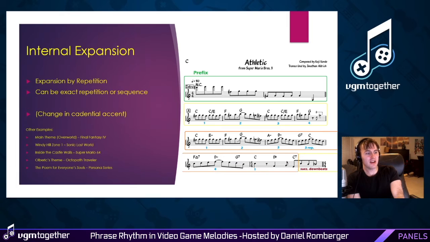I'll go back again to Inside the Castle Walls from Super Mario 64. The second half of this theme is another example of expansion by repetition. Actually, instead of that one... No, I'll do that one. That's fine.